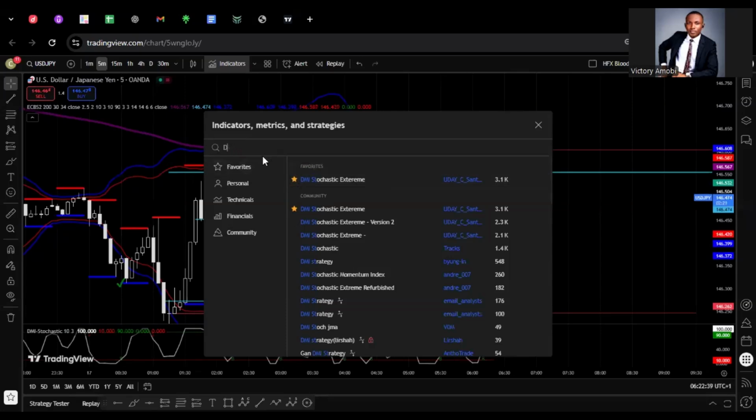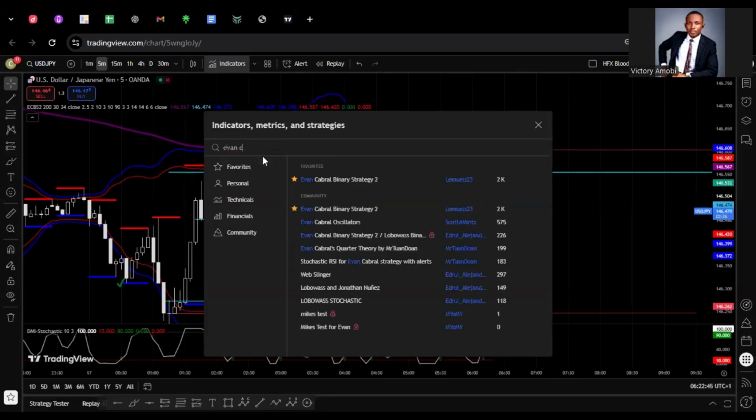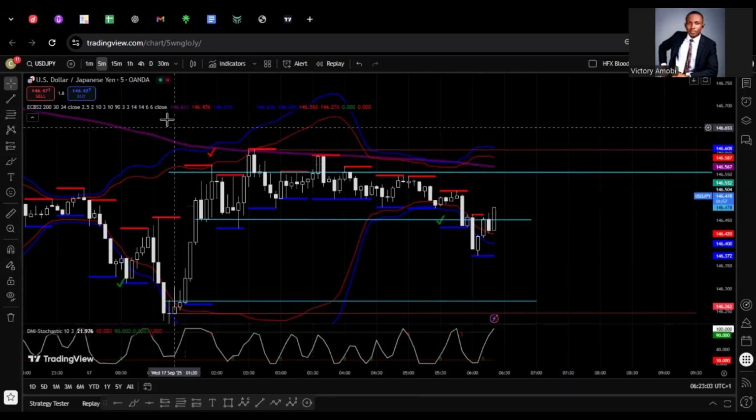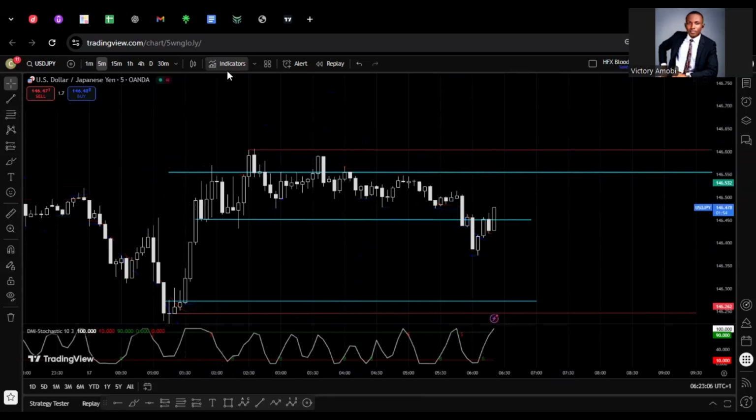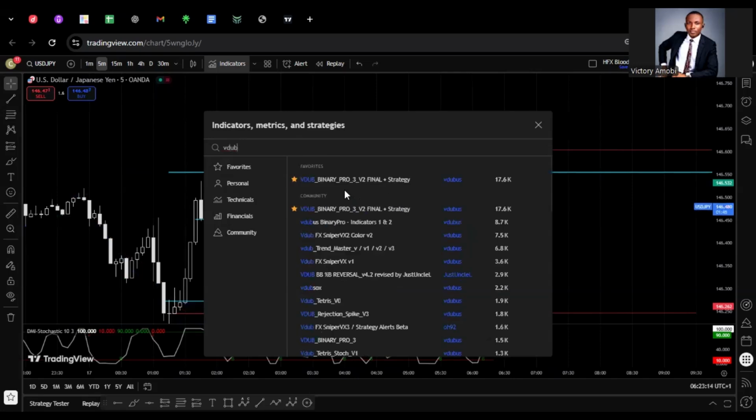The next one, okay, strategy, and binary strategy is two. Select it, add it as favorite. So let's go over the indicator that you also need. VDOB, binary pro, some long name. VDOB is another one.